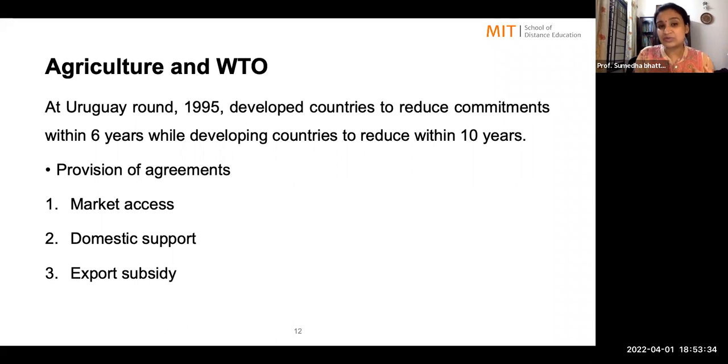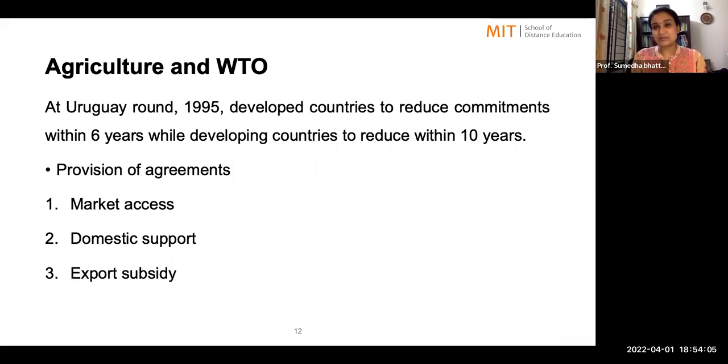Second is domestic support. That is, reduce the domestic support provided by the government. Even minimum support price has come under the radar of the WTO, and they asked that you cannot provide so much minimum support price to the farmers. That is when India invoked the Bali Peace Clause, which says that in certain areas India can have its own discretion, because it is a developing country and it has its own priorities. That is reducing domestic support.